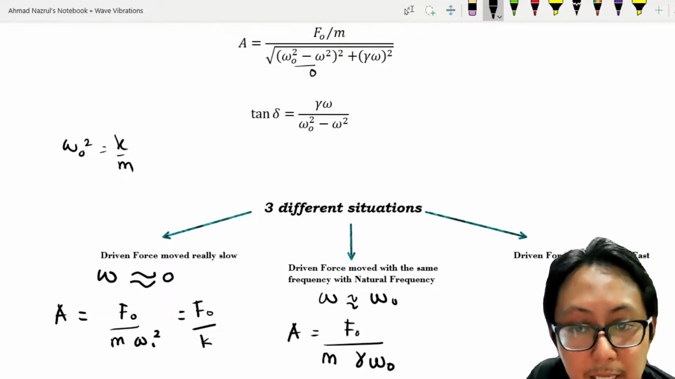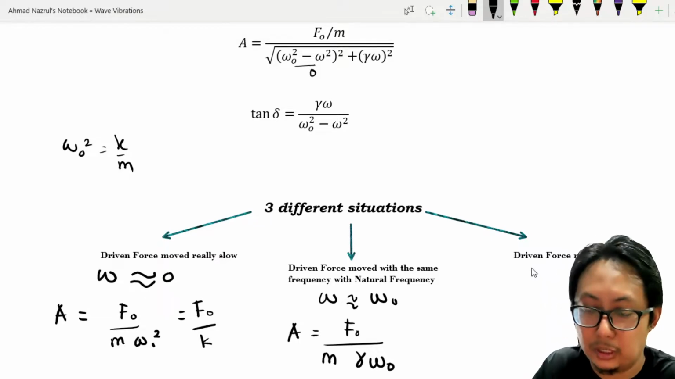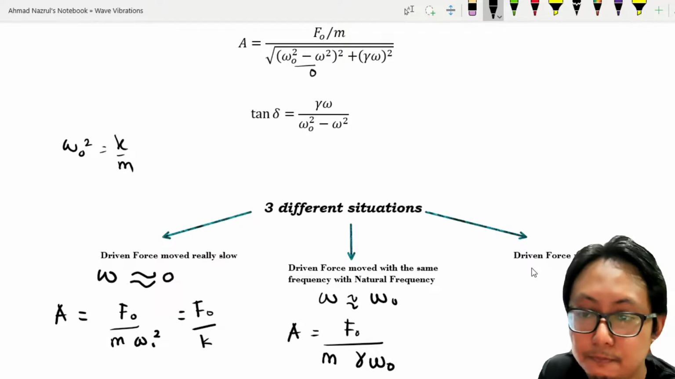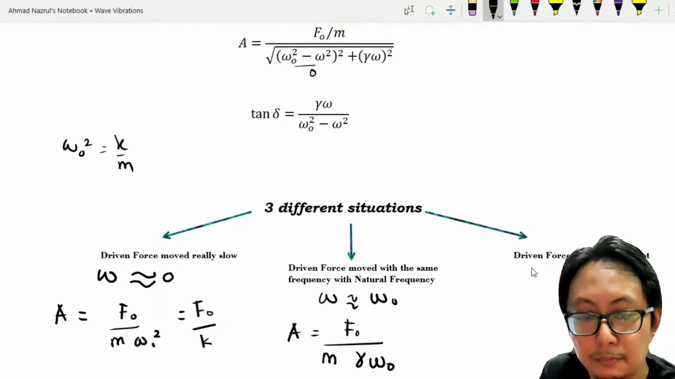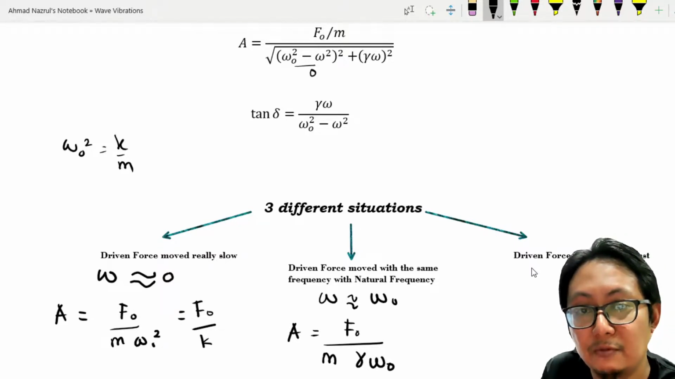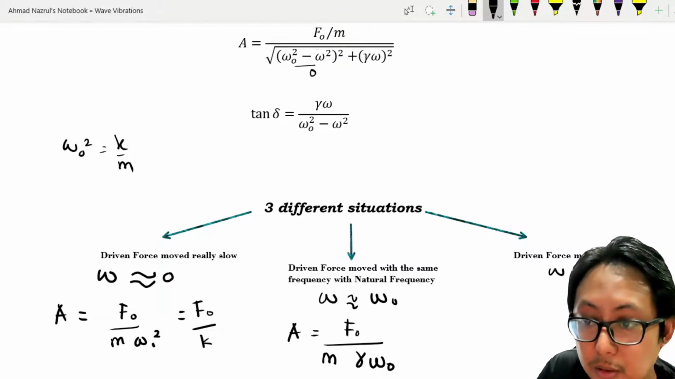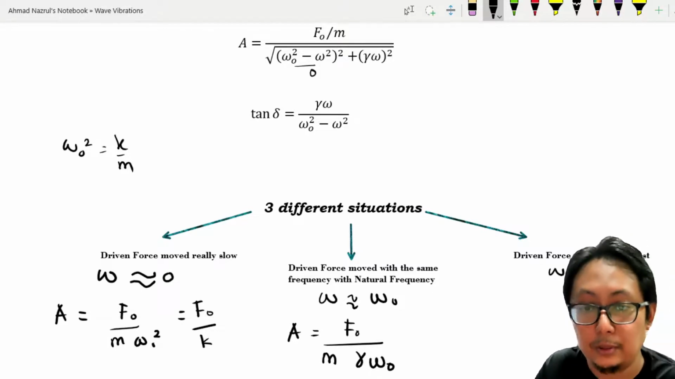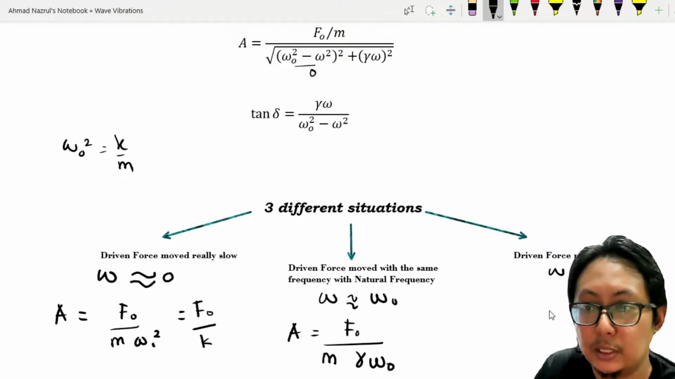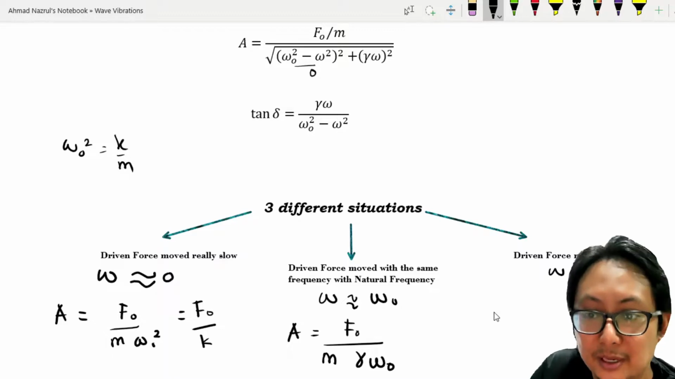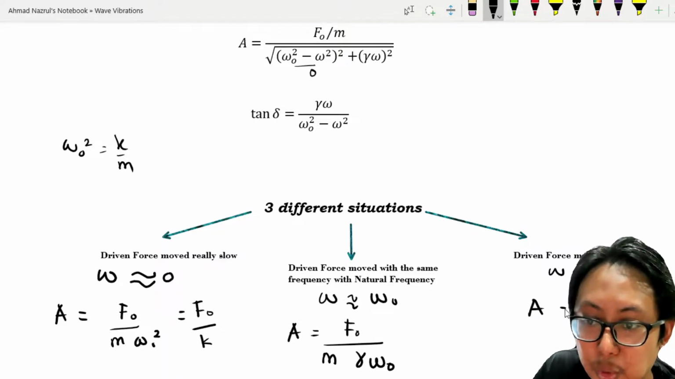Next situation: when the driving force given to the MassSpring system is really fast, very near to infinity, what happens? Of course the period will be 0. So the amplitude will be 0 because of the infinity here.